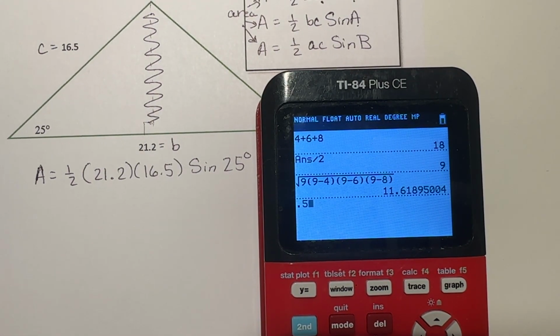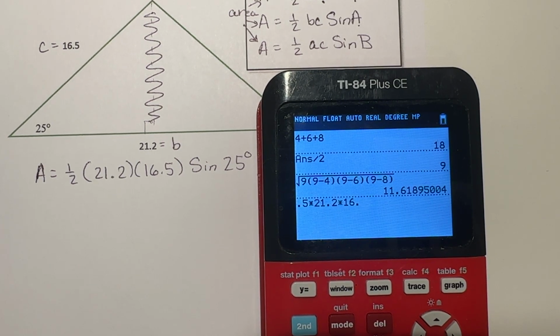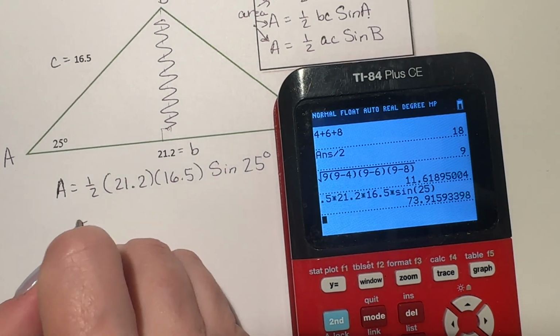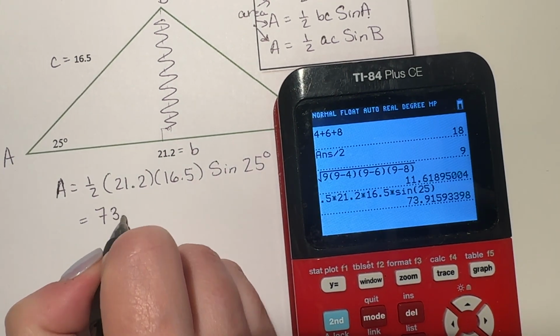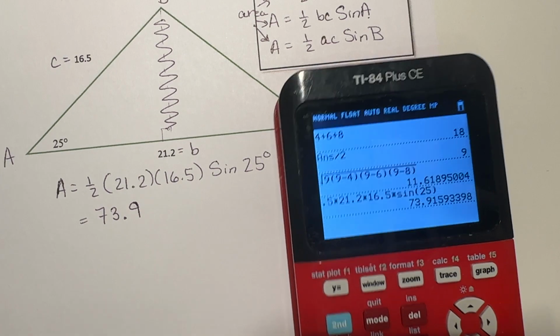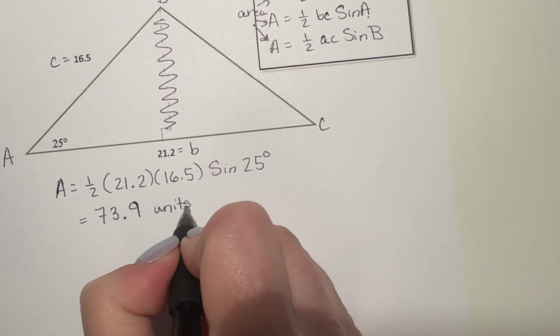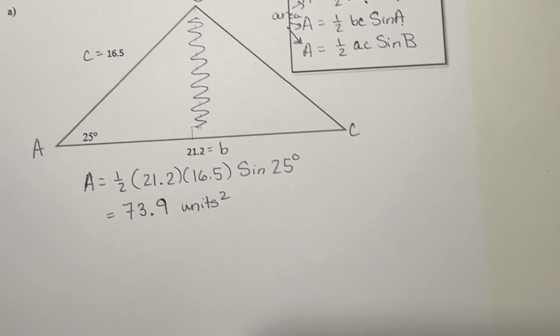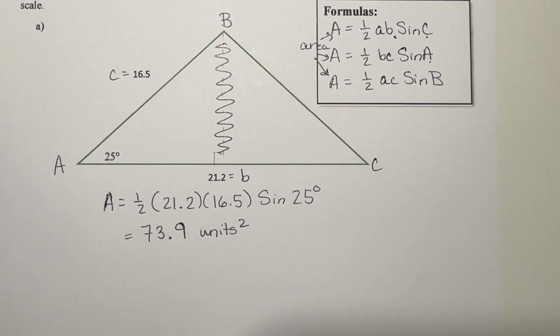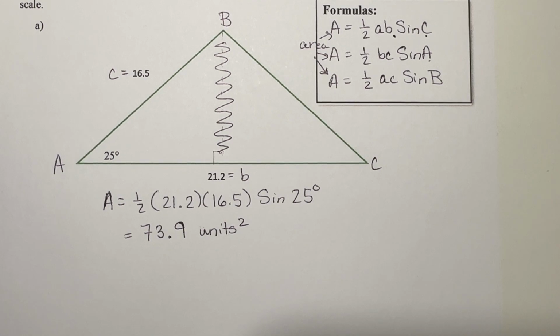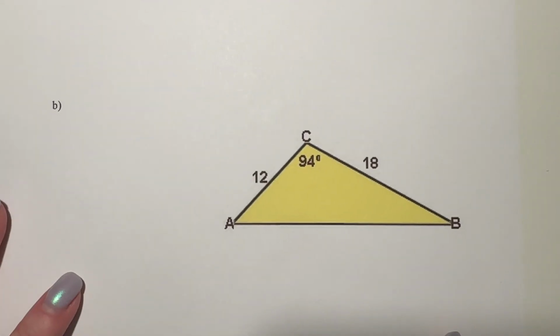So 0.5 times 21.2 times 16.5 times the sine of 25 degrees. Done. And so my area quite simply is 73.9. And I don't see any units on this, so I'm just going to put units squared because area is always that. Yes, it's that simple. That's all you have to do to work this problem. Let's slide down. Let's do one more together.